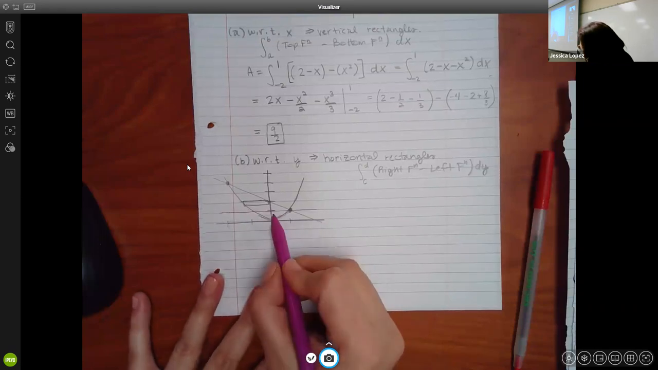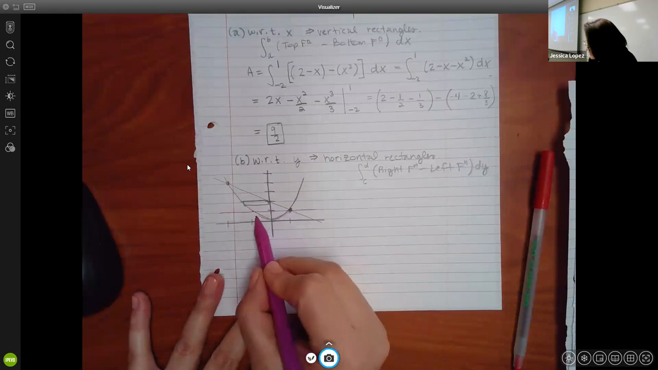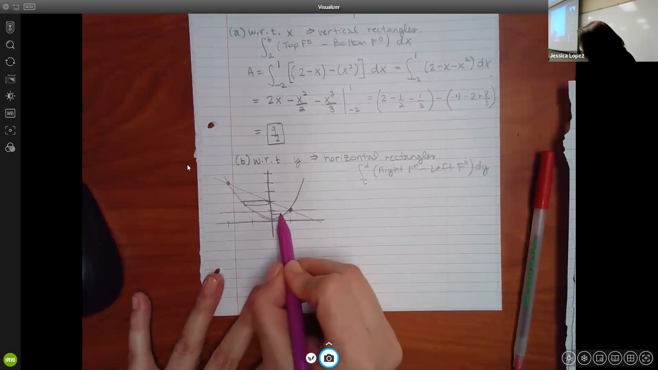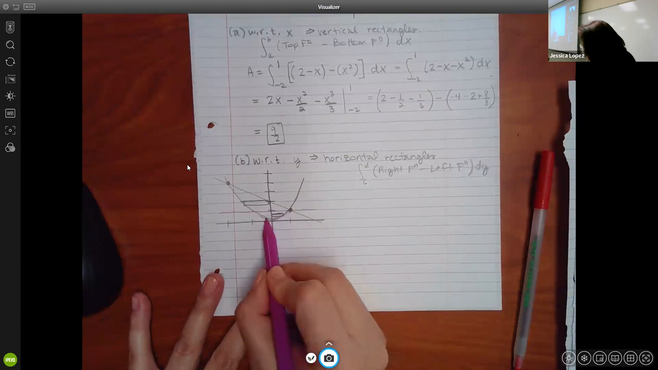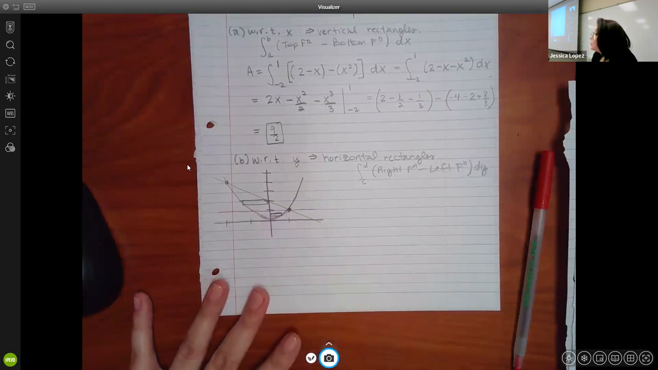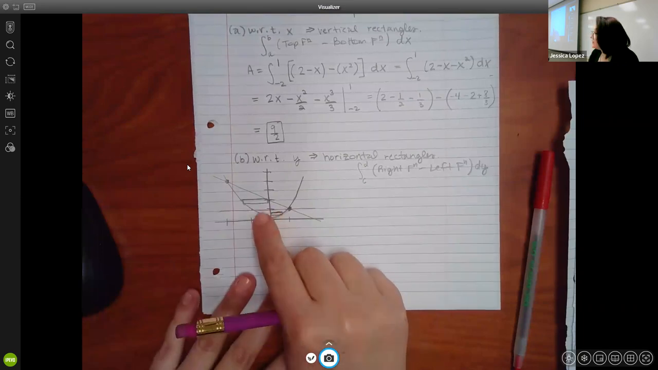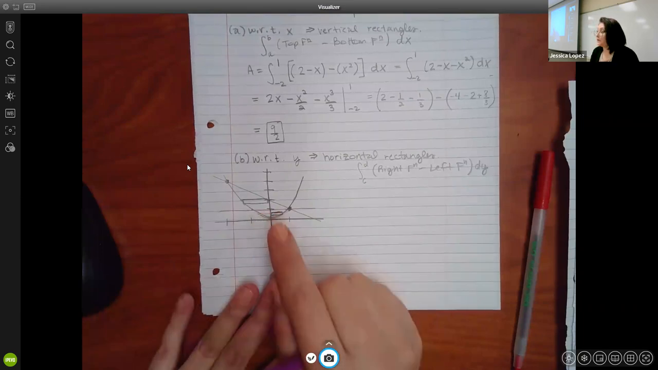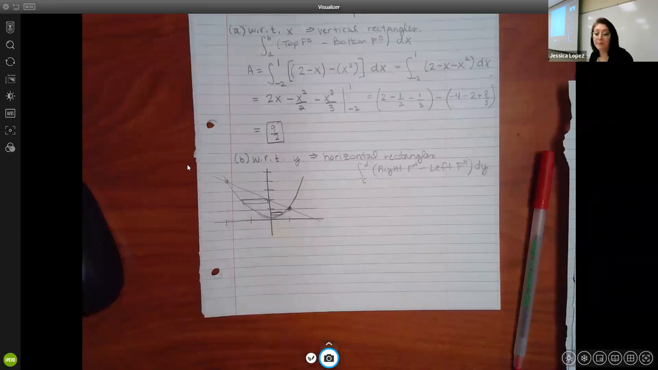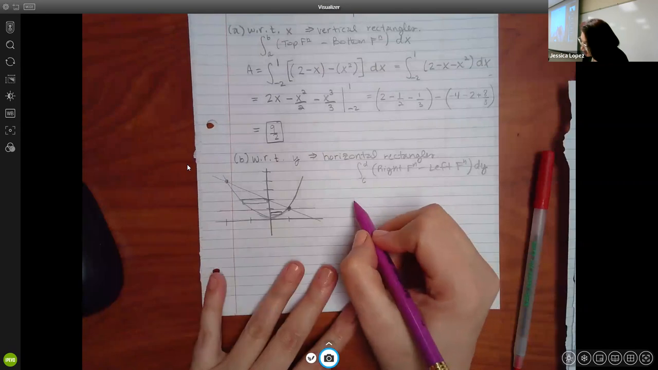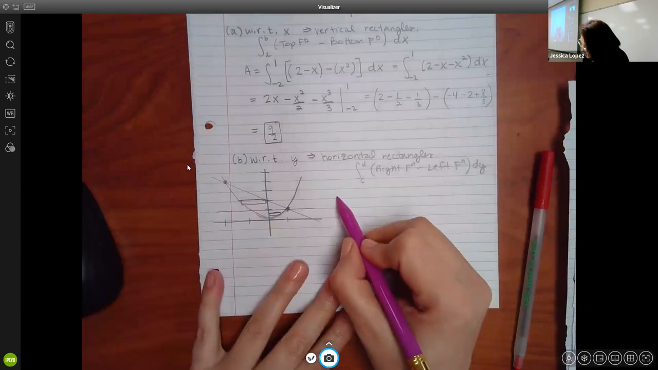What you can do though, because of the symmetry of this x squared function, is do one side, and then what do you do to get the other side? Right, because they're symmetrical. Whatever this area is, you just double it and you'll get the whole area of that little pit down there at the bottom, okay? So it's going to be two separate ones. Now let's talk about the one up here on top first.